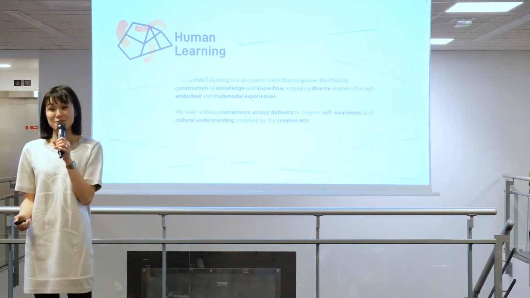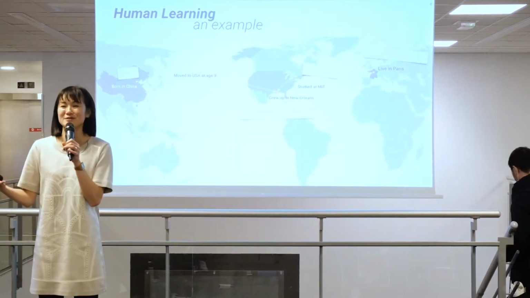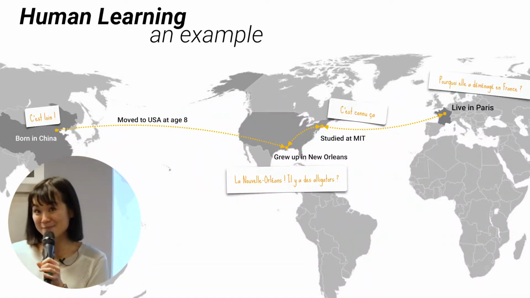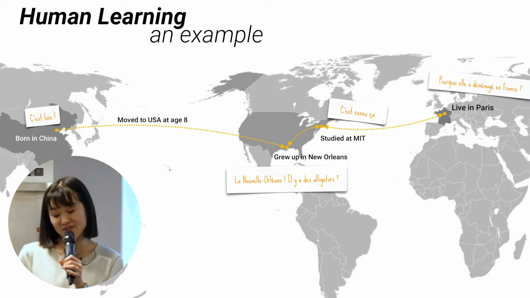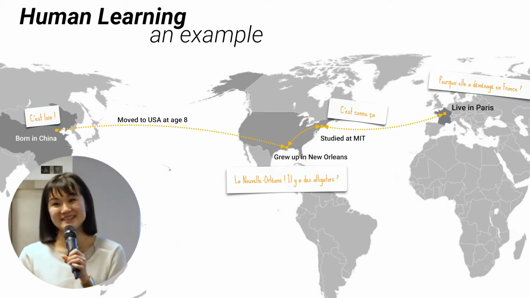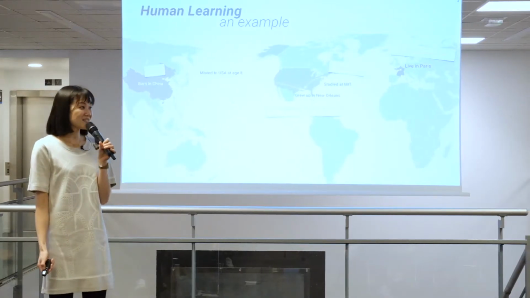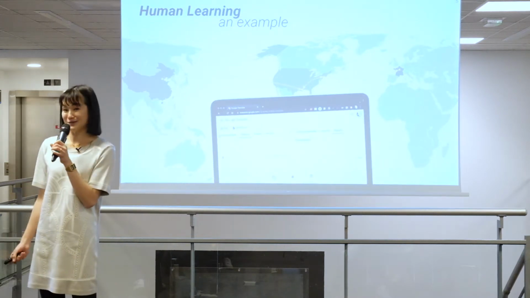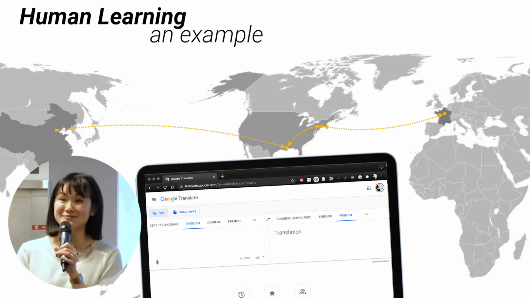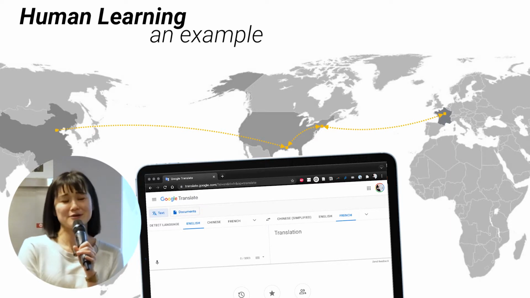And I want to start off with a personal learning example. So here's an example of some sort of human learning. This is actually the story of my life. I was born in China, but I moved to the United States, more specifically to New Orleans when I was 8 years old. And afterwards, I went to MIT to do my studies, and not long ago, I moved to France. And actually, my life these days is all about Google Translate. Between English and French and Chinese, every time I need to write an email, I double check with Google Translate when I need to tell something to my parents in Chinese.